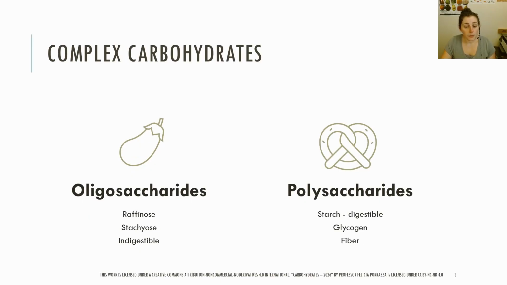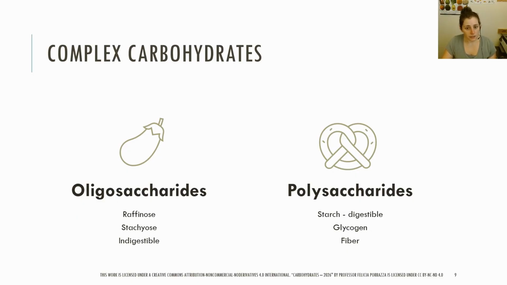Let's review the complex carbohydrates, which include oligosaccharides and polysaccharides. The oligosaccharides include raffinose and stachyose, and you can find these in onions, cabbage, whole wheat products, and legumes. These oligosaccharides pass largely undigested into the large intestine, where bacteria metabolize them and produce intestinal gas and other byproducts.